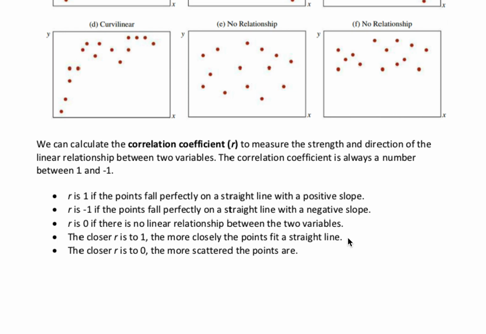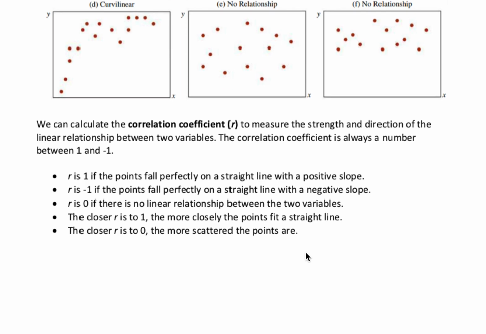The closer that r is to 1, the more closely the points fit a straight line. So our values of 0.8 and 0.9 are going to look very much like a straight line. The points won't be exactly on a straight line, but they'll be pretty close. And the closer r is to 0, the more scattered the points are. So an r value of 0.1 or 0.2 is going to look pretty scattered as far as the points go.